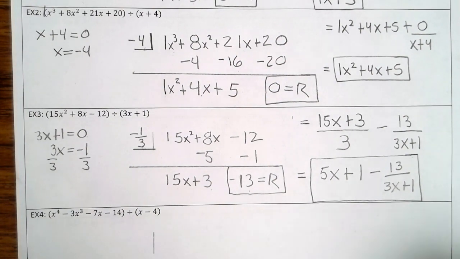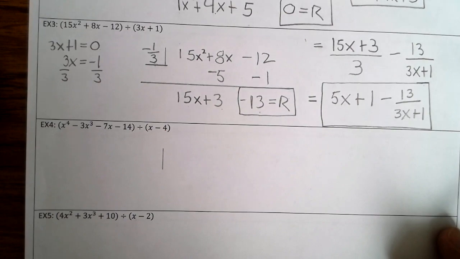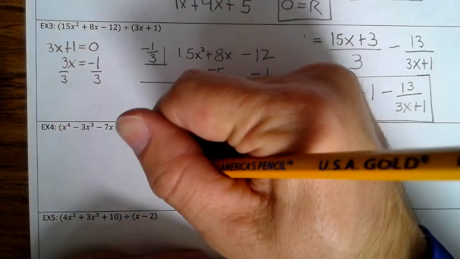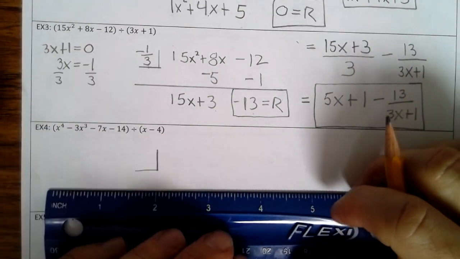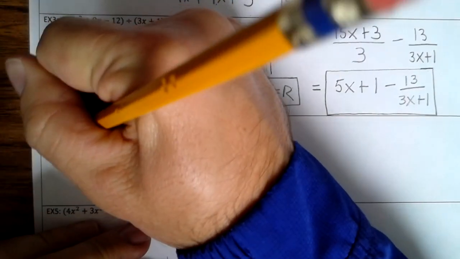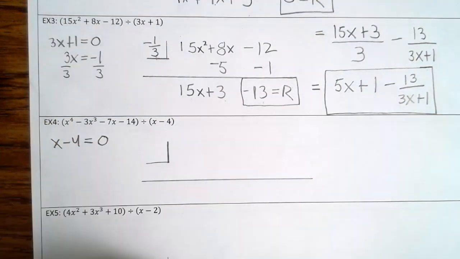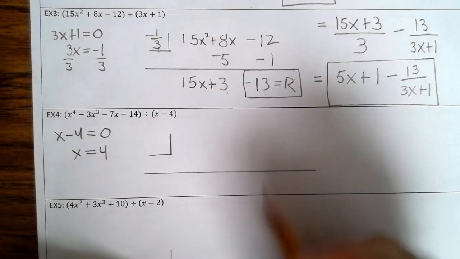All right, example 4. So you set up your synthetic division. You set x minus 4 equal to 0. So you add 4 to both sides, x equals 4. So this 4 is here. So then the coefficients, so 1, negative 3.